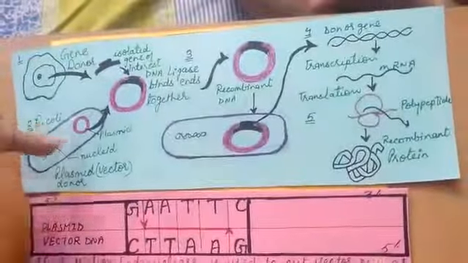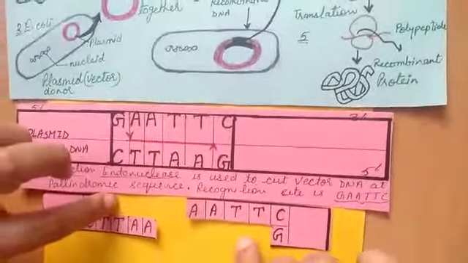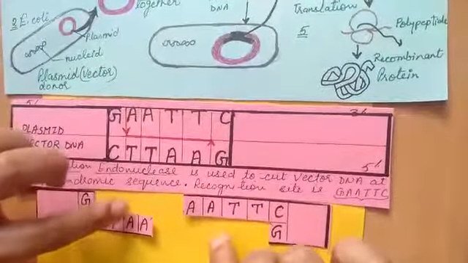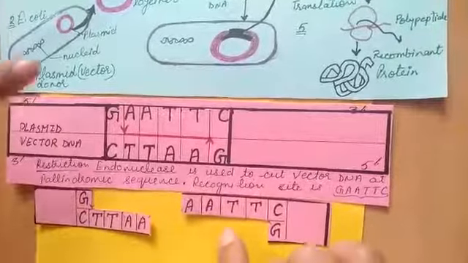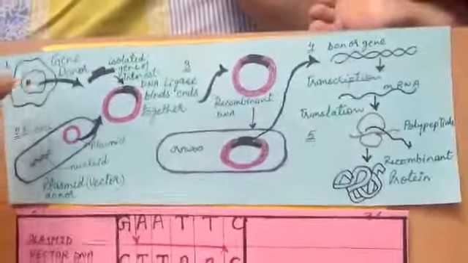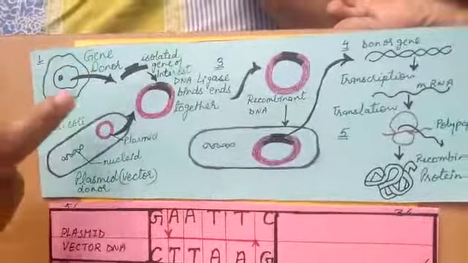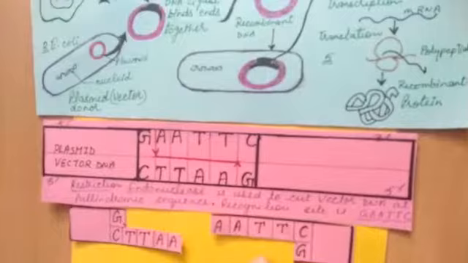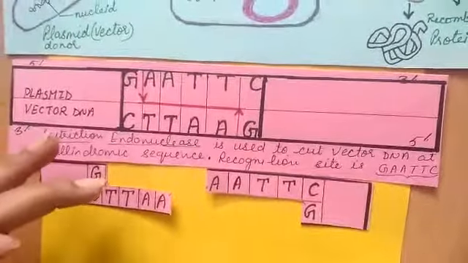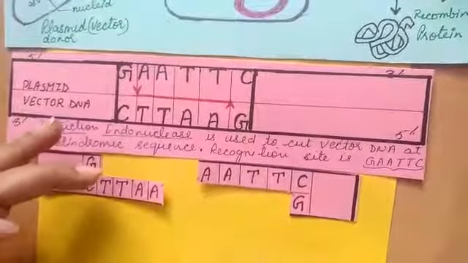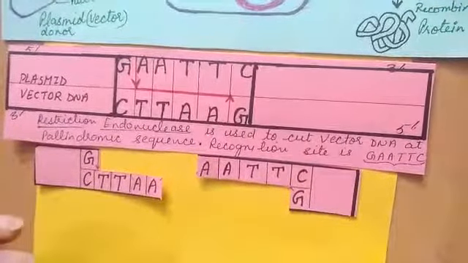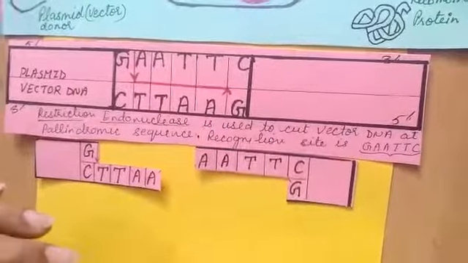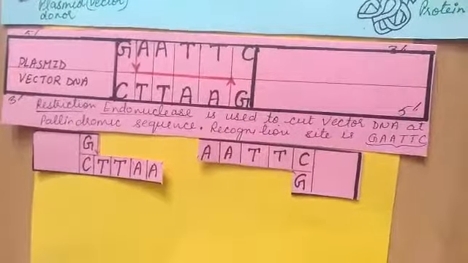Now, in this plasmid, in between these sequences, we want to insert our desired gene, and that is why from the donor cell we cut the DNA sequences with the same restriction endonuclease enzyme, so that the same types of sticky ends will be produced, and these ends will have complementary base pairs which are found in these sticky ends.